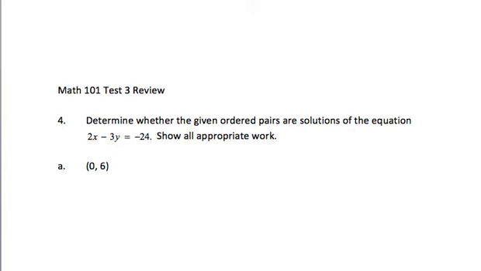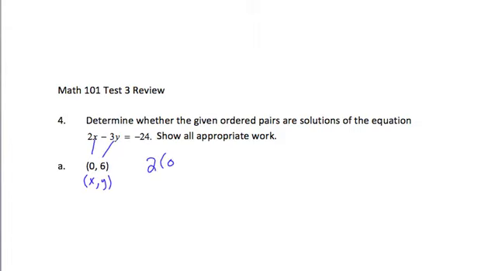I'm only going to show you one of these. You've got a couple other ones, but I'll show you how to do this first one here. So all I need to do is plug the value for my ordered pair. Remember, an ordered pair is x first, y second. So I'm just going to plug that ordered pair into this equation up here and see if I get a true statement. So I'm going to put a 0 in for x and then a 6 in for y. So here's what that would look like.